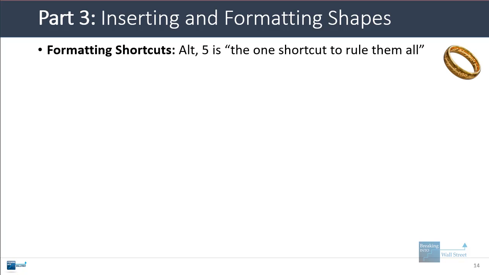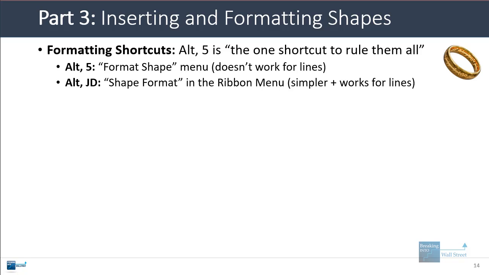With formatting, Alt-5 is the key shortcut, or the one shortcut to rule them all, as I write right here. Alt-5 gets you to the Format Shape menu, and then Alt-JD gets you to the Shape Format menu in the ribbon menu. They're a little bit different, but let me show you how they compare.